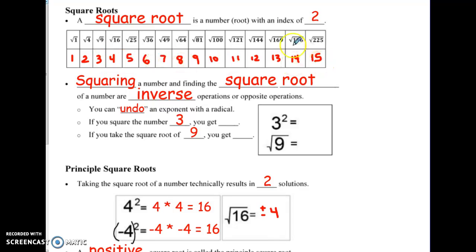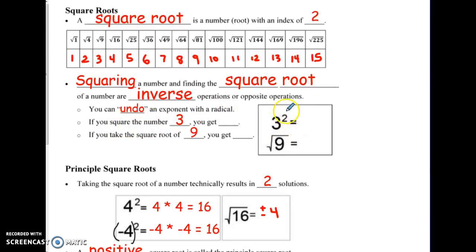Okay, so if you notice the pattern I gave you here, I went through all the perfect squares, which basically gave you all the values of our counting numbers. It's important to notice that squaring a number and finding the square roots are opposites of each other, okay? The word inverse should fit in this blank, though, because I added opposite over here. Basically, understand that you can undo an exponent by using a radical.